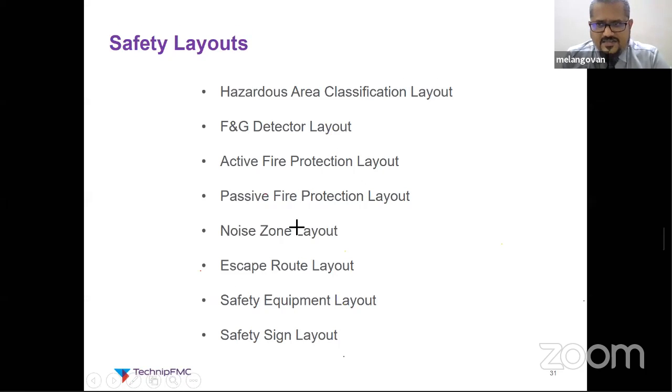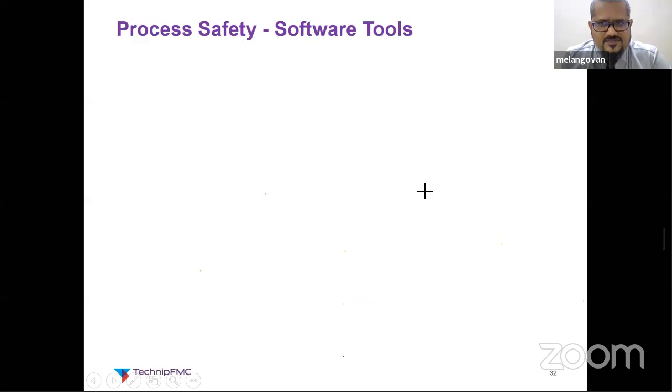show which is the high noise area, which is the low noise area. In high noise area, what protection further from the occupational aspects we need to do, escape route layout. If there is a fire incident happens, what will be my escape route, safety equipment layout, like the portable extinguisher, like I have not covered those things, portable extinguisher and other things, safety sign layout. These are all the minimum layouts, things I need to do as a process engineer in this project. Okay, with these things, we are almost at the end.